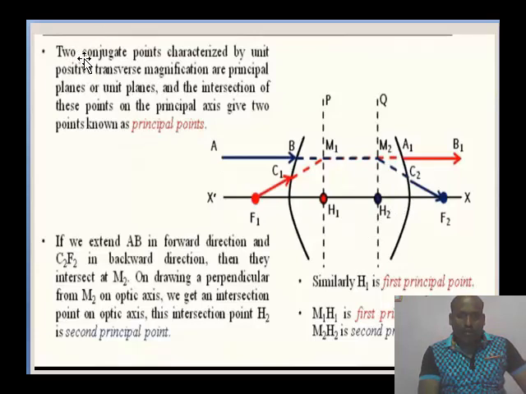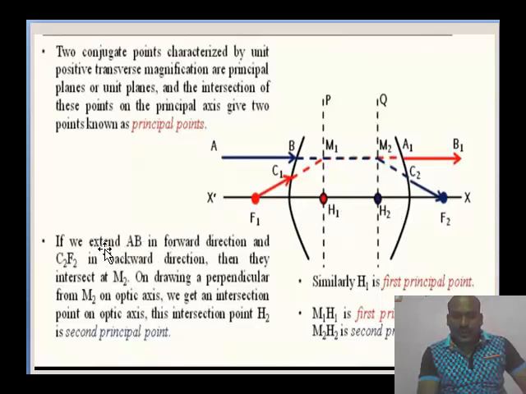Here I will explain. Two conjugate points are characterized by unit positive transverse magnification, called principal planes or unit planes, and the intersection of these planes on the principal axis gives the two principal points. So here there are two principal points, H1 and H2.